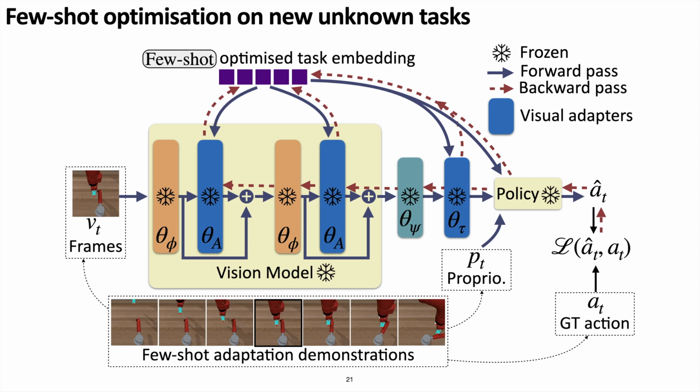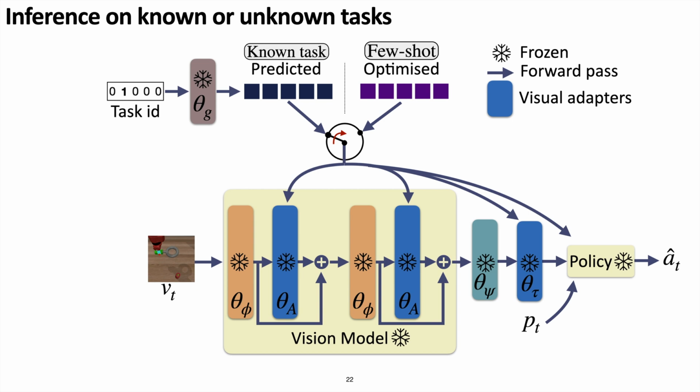After training, we may want to adapt our model to new tasks without any fine-tuning. Here comes our task embedding optimization procedure. All weights are frozen, a new task embedding is initialized and optimized to minimize the difference between predicted actions and expert actions from a few collected trajectories, 5 trajectories in our experiments. At inference time, we can either use one of the 12 learned task embeddings if the task is known, or an optimized task embedding for a new task.